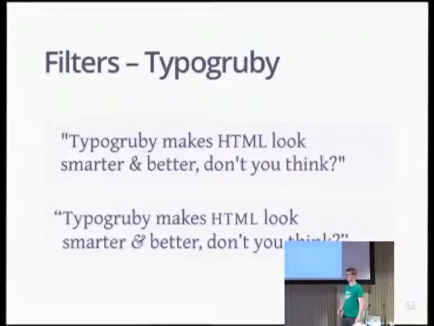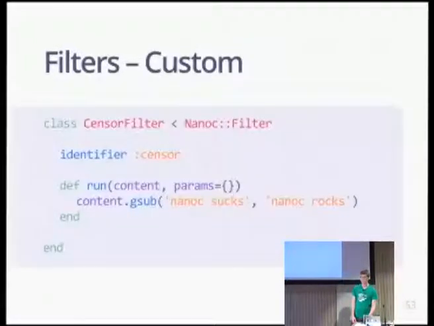Okay, Typogruby is an example of a library that cleans up your text. So basically, smart quotes, proper dashes, proper ellipses, etc. You can write your own filters really easily. This is an example I use a lot. It's a censor filter, so when you run it, it replaces all instances of "Nanoc sucks" with "Nanoc rocks", which has the nice advantage that if you Google for "Nanoc sucks", you only get instances of the Nanoc documentation.